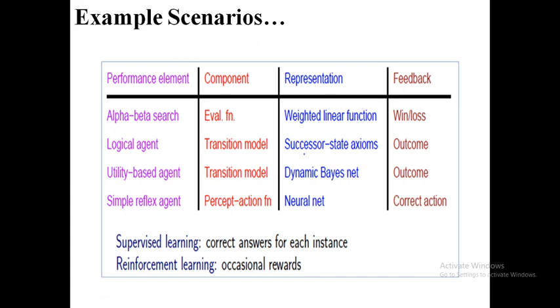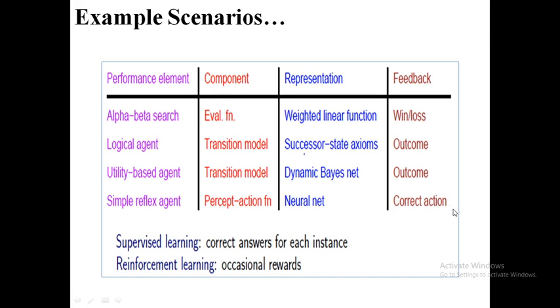You are the creator of this. For the component, what equations you want to use, what representation you want to use. The component may be an evaluation function, translation model, perception-action methodologies, etc. And the representation: if you want to assign some weights, if you want to use success state actions, if you want to use Bayesian networks dependency, or neural networks with feedback in the forward way or backward way. Or if you want to use some feedback element, either to verify whether it is a win or loss, or whether there is an outcome. If any outcome came, then it is feedback; if it doesn't come anything, that is also feedback.